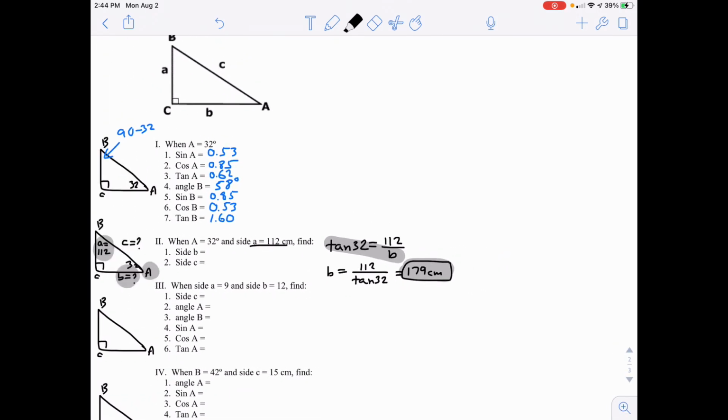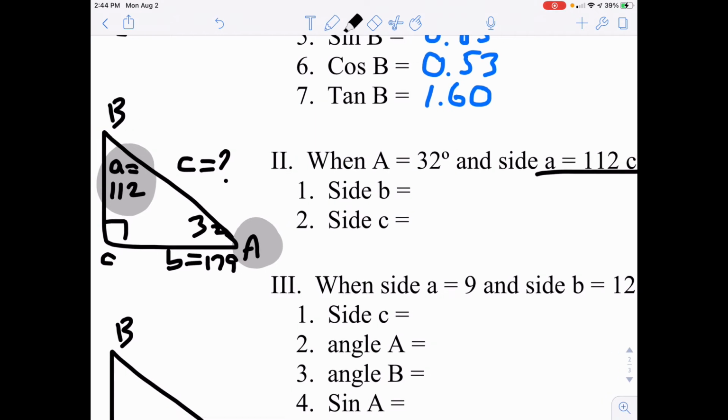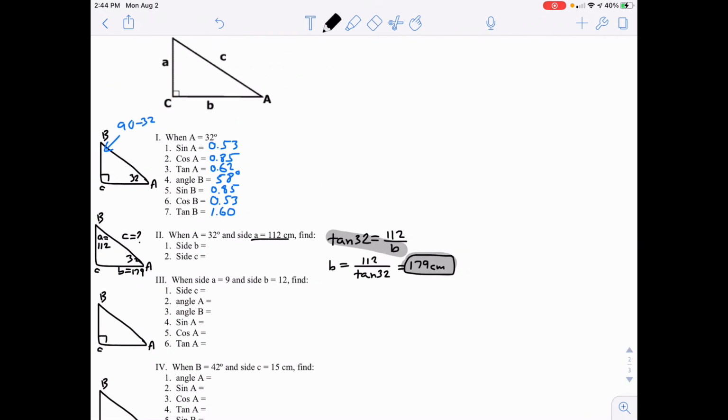Now, once we fill out that side, this is great because now we have more information. To find side C, I can now use a cosine function because I have adjacent and I'm looking for hypotenuse. Or I could use a sine function because I have opposite and I'm looking for hypotenuse. Or I could use good old-fashioned Pythagorean theorem because I know this side, and I'm trying to find the third side. So a squared plus b squared equals c squared. I have a variety of ways in order to come up with my solution. I'm going to go ahead and practice with a sine function.